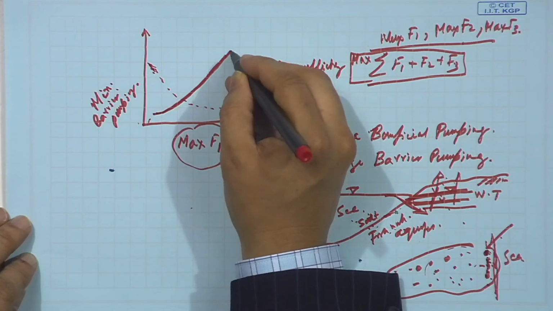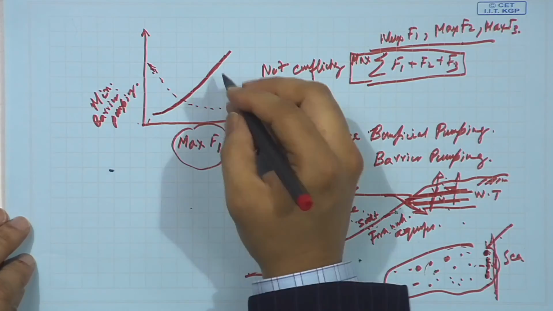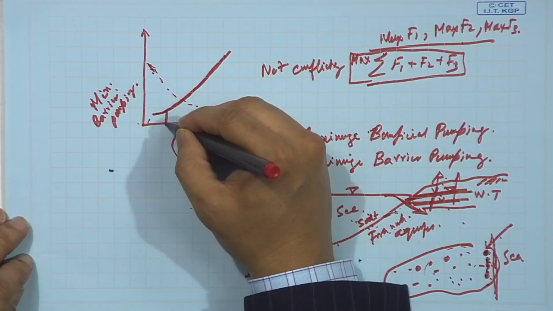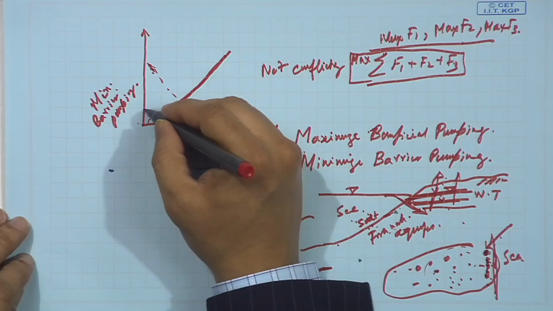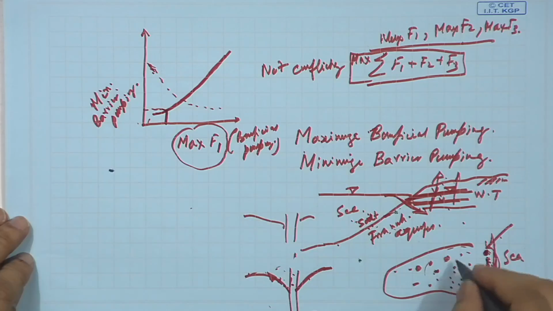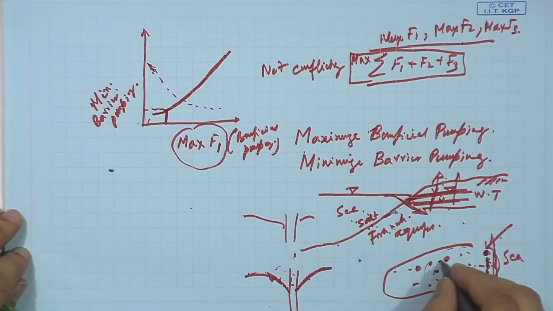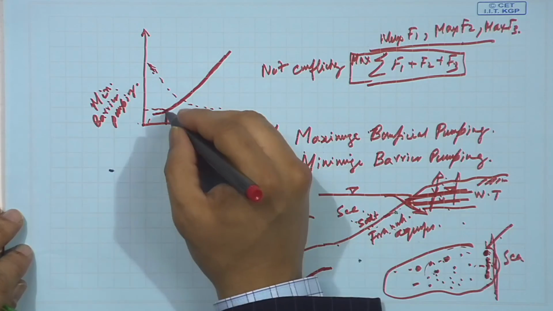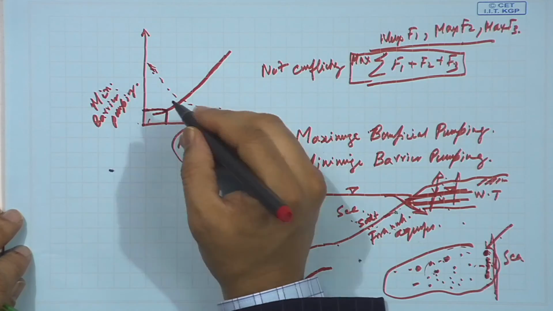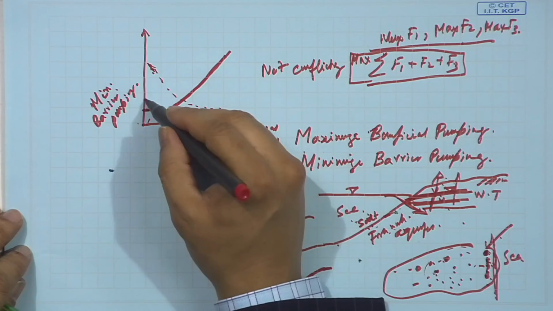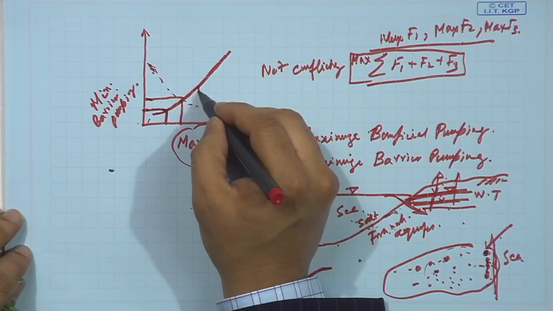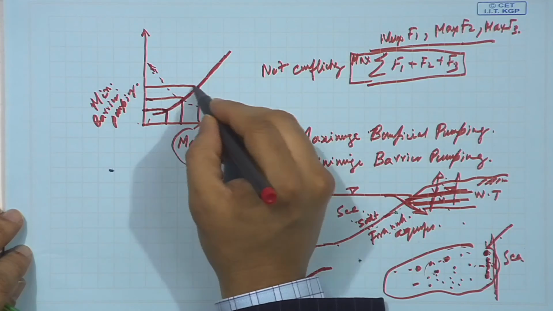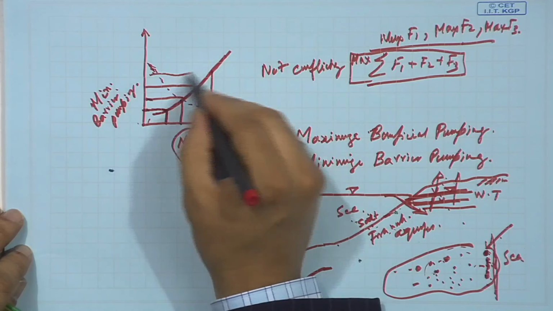This type of scenario says that if you want to pump a very small amount of water for beneficial use, that is F1, the corresponding barrier pumping required to maintain salinity within some limits is small. I have some limits on salinity. It should not exceed this value or that value. So the barrier pumping necessary is very small over here. But if you want to increase the beneficial pumping, the barrier pumping is higher.